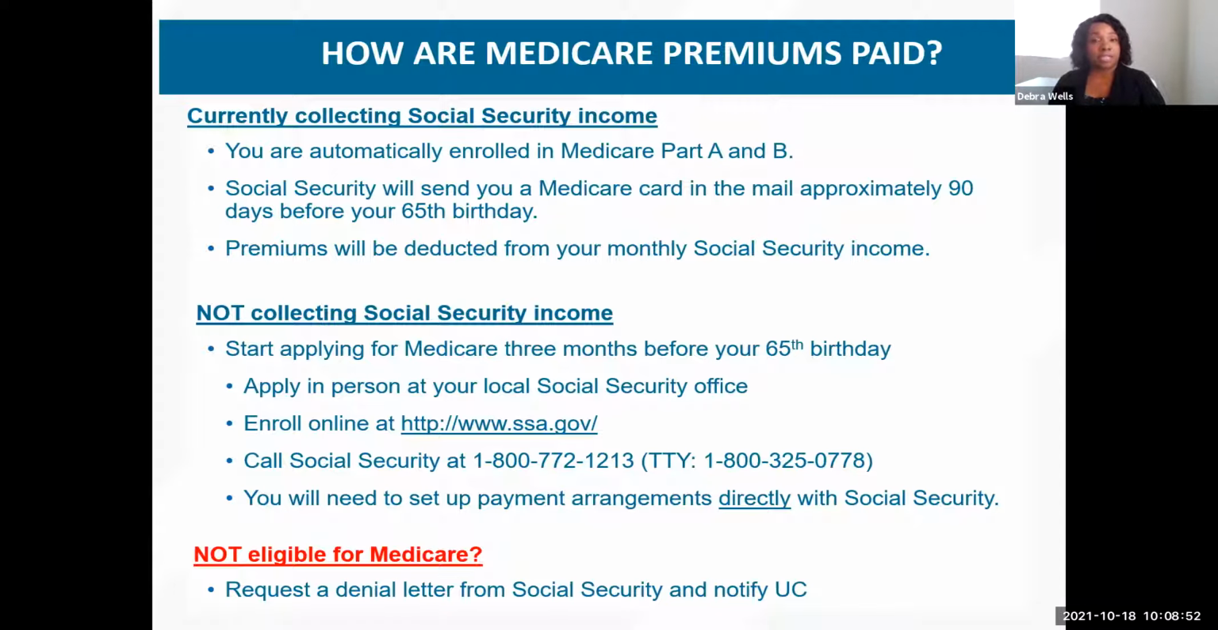If you are not collecting Social Security income, you need to take action, contact Social Security, and make payment arrangements on how you're going to pay for your Medicare Part B and Part D. And I've given you some information here on how to set up payment arrangements online, or you can call Social Security and set up payment arrangements over the phone. Now, if you're not eligible for Medicare, you need to request a denial letter to show proof to UC that you're not eligible.